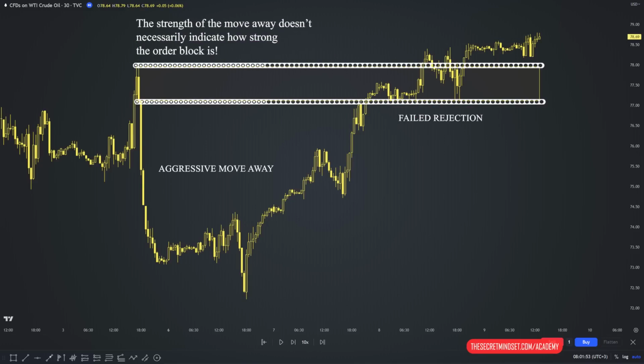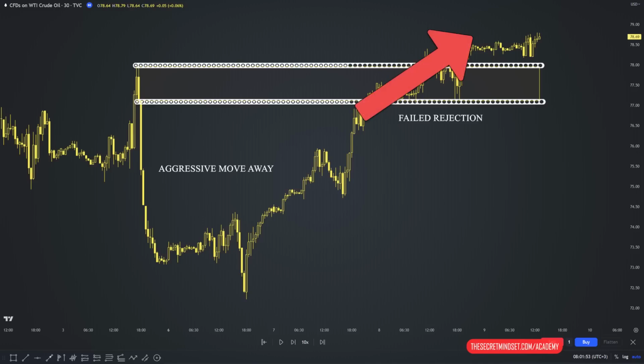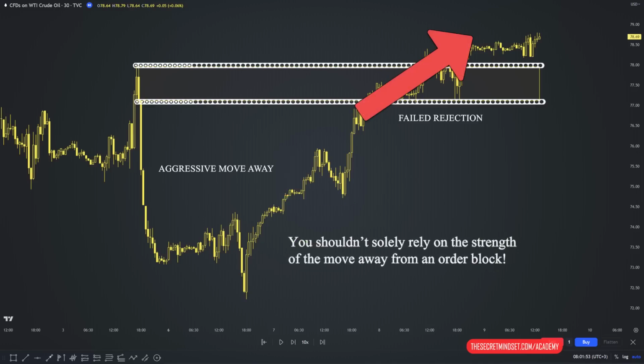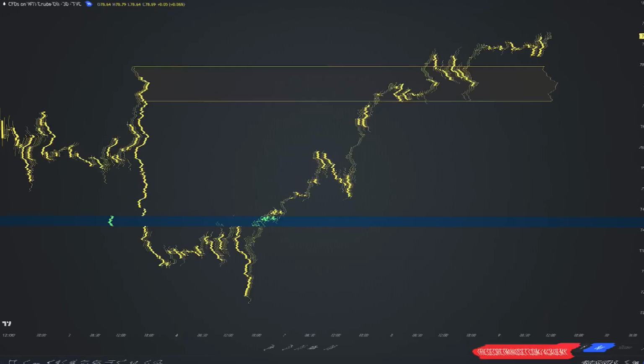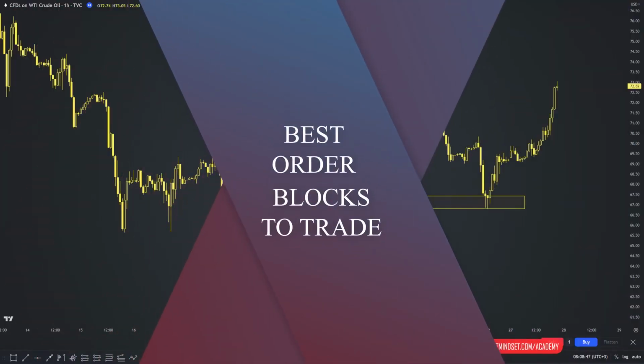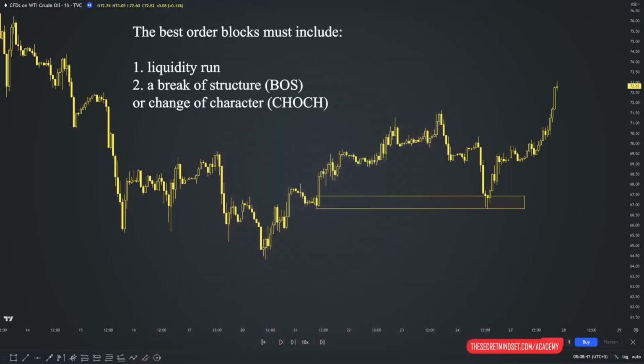Even though common teachings would consider this a strong area, as you can see, the market can easily break through without stopping. So it's important to understand that the strength of the move away from an order block doesn't guarantee a successful trade, and you shouldn't solely rely on it when making trading decisions. So how do you determine which order blocks are stronger than others? The best order blocks must include a liquidity run and a break in market structure or a change in character.